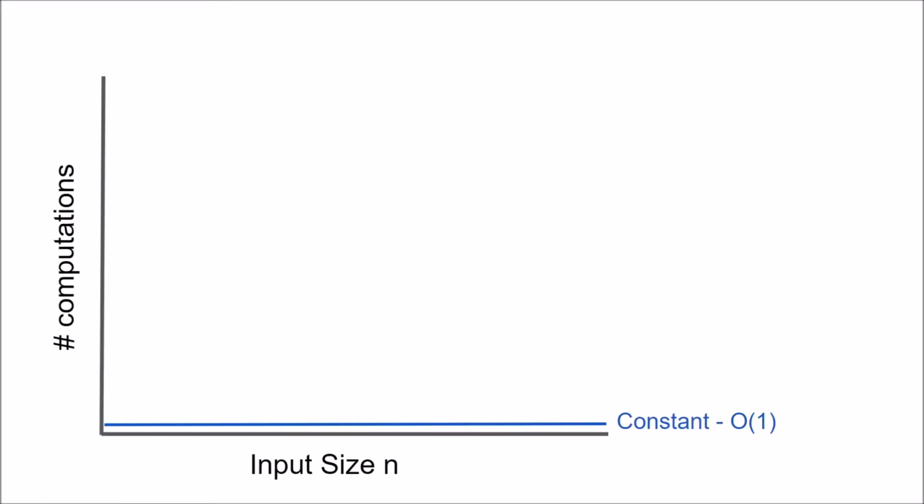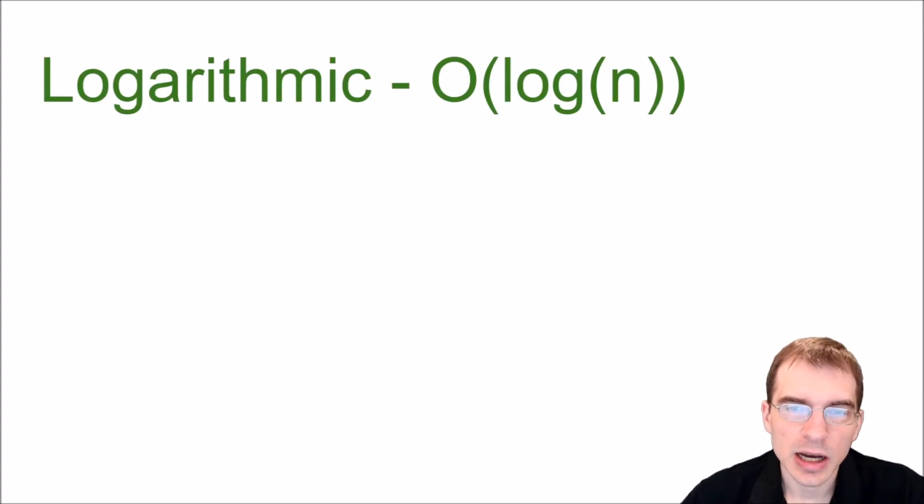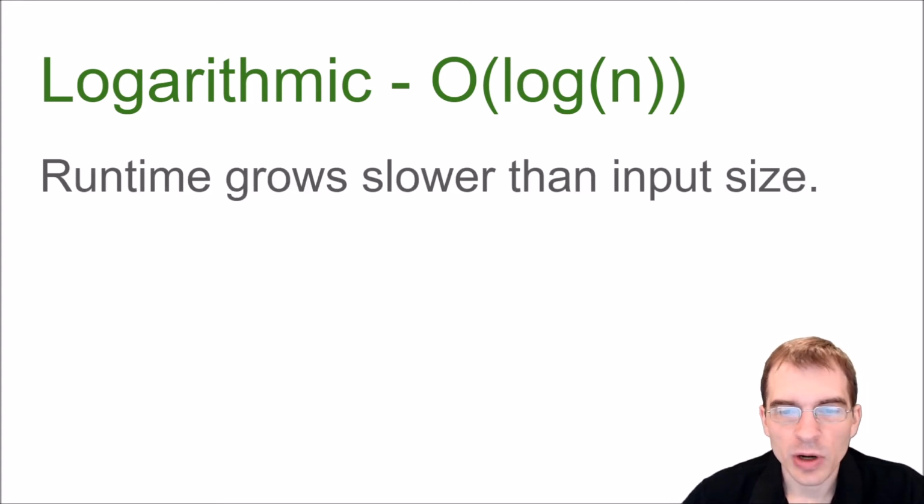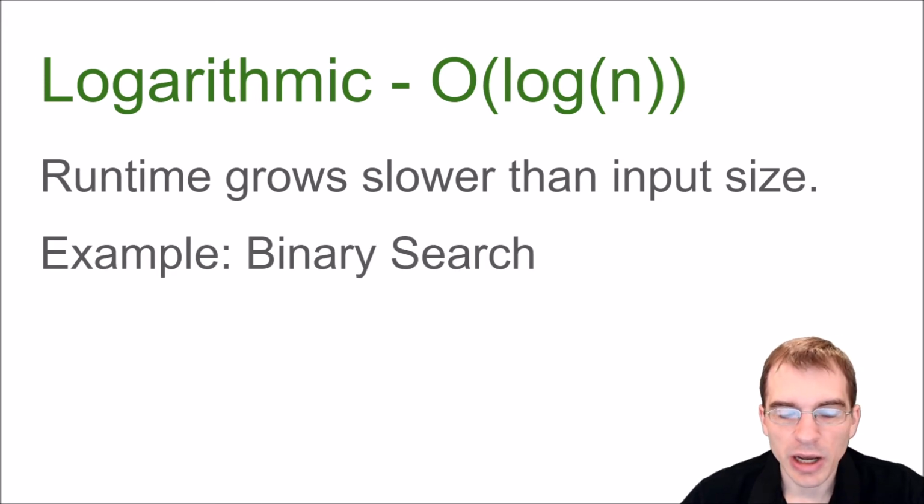So the next best thing after constant time is an algorithm that runs in logarithmic time. With logarithmic time operations, also known as O of log n, we have runtime that grows, but it grows slower than the input size. An example of this is binary search. Think of a dictionary and looking up a certain word in the dictionary. Do you have to search through every single word in order to find what you're looking for? No, you don't have to do that. You can do what's known as a binary search.